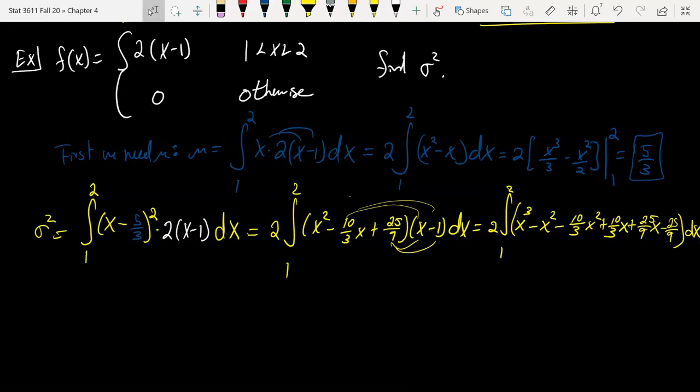Let's combine maybe. Is it worth combining here even? It depends how good you are with your calculator. The antiderivatives aren't that hard, but I'm going to have to plug in 1 and 2. So let's go ahead and do that. What do we have for x cubed? Just the 1 x cubed. What do we have for x squared? I have negative x squared minus 10/3 x squared, so negative 1 minus 10/3 is negative 13/3.